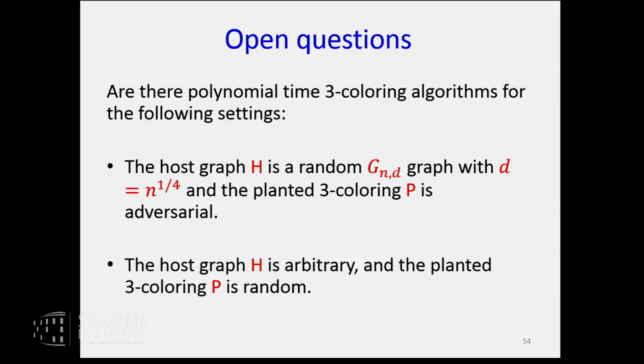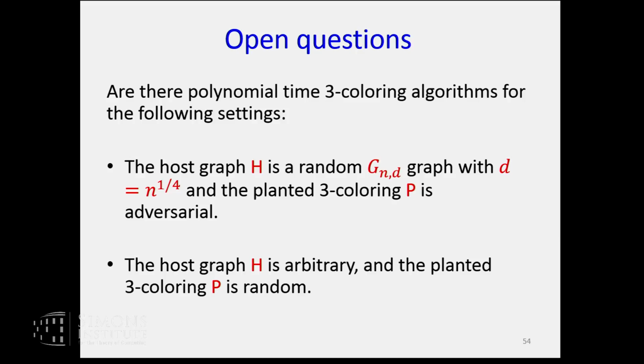And the other question, which I think is even more interesting, is the following. Suppose the host graph is arbitrary. The adversary can choose it any way it wants. And the planted coloring is random. For example, the host graph by itself could be three-colorable, that's okay. But then you plant in it a random three-coloring. So you partition the vertices into 3 random classes and remove edges within each class. Can we color such graphs?